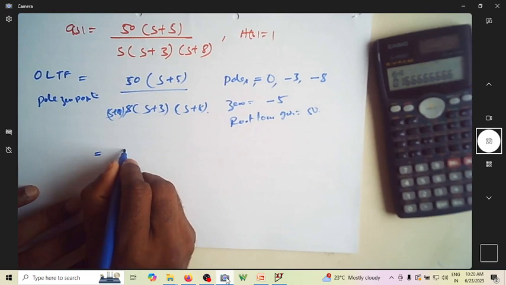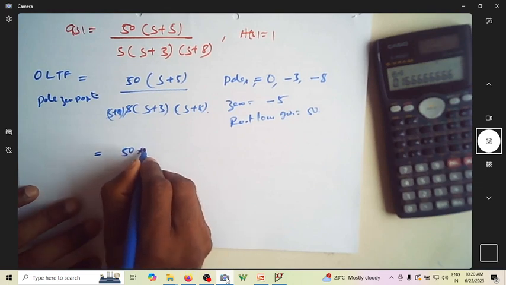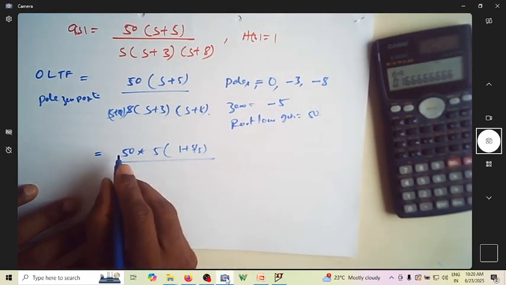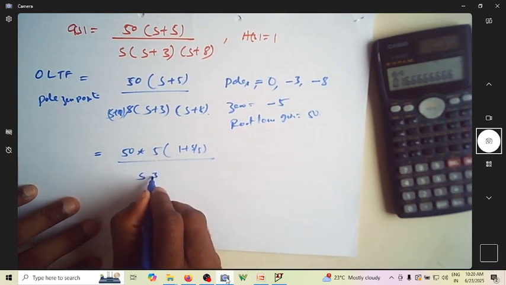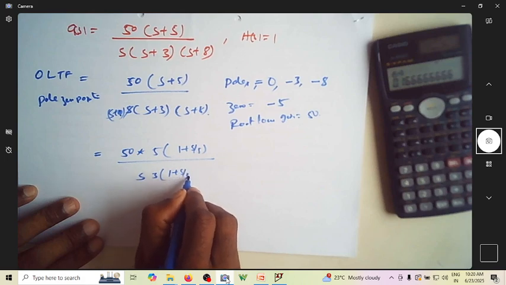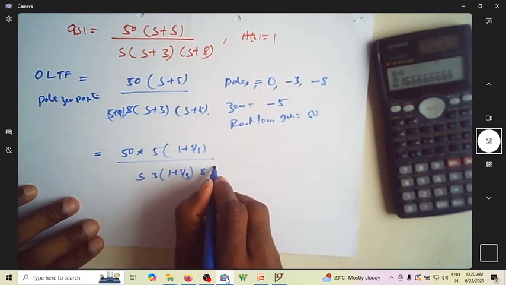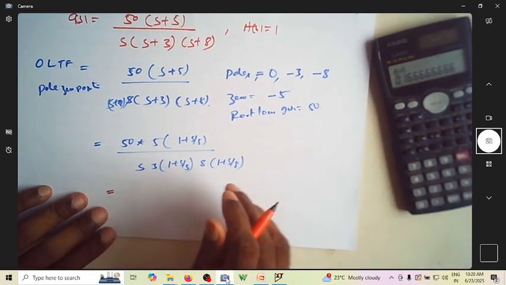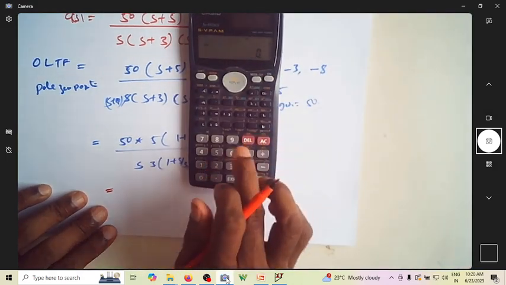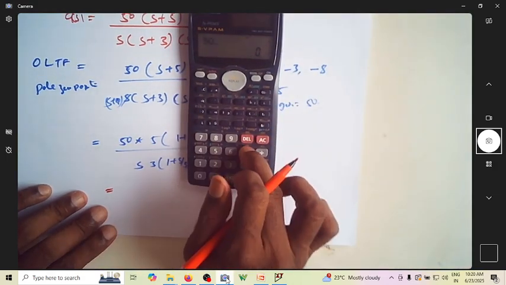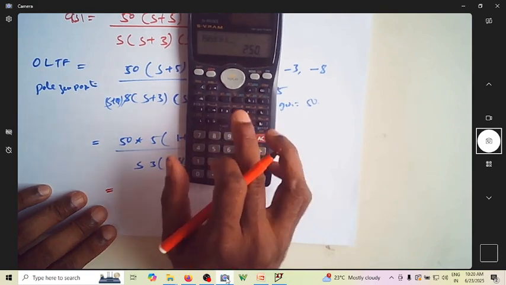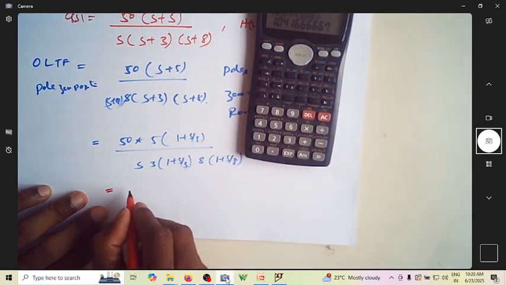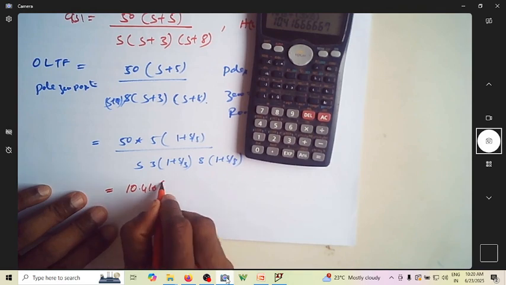I can represent the same open loop transfer function in time constant form also. So how do I do that? It is 50 into, take 5 outside, is it not 1 plus s by 5? So this s is as it is. I'll take 3 outside, is it not 1 plus s by 3? I'll take 8 outside, is it not 1 plus s by 8? Now it is 50 into 5 divided by 3 into 8. That will become 10.416.